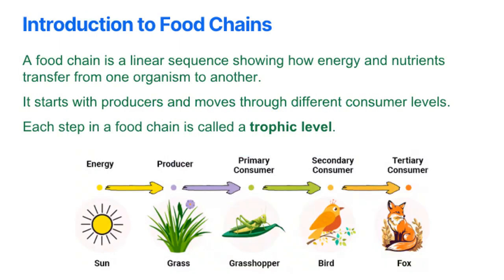A food chain is a simple representation of energy flow in an ecosystem. It follows a single pathway, showing how organisms obtain energy by consuming others. Each link in the chain represents a trophic level.